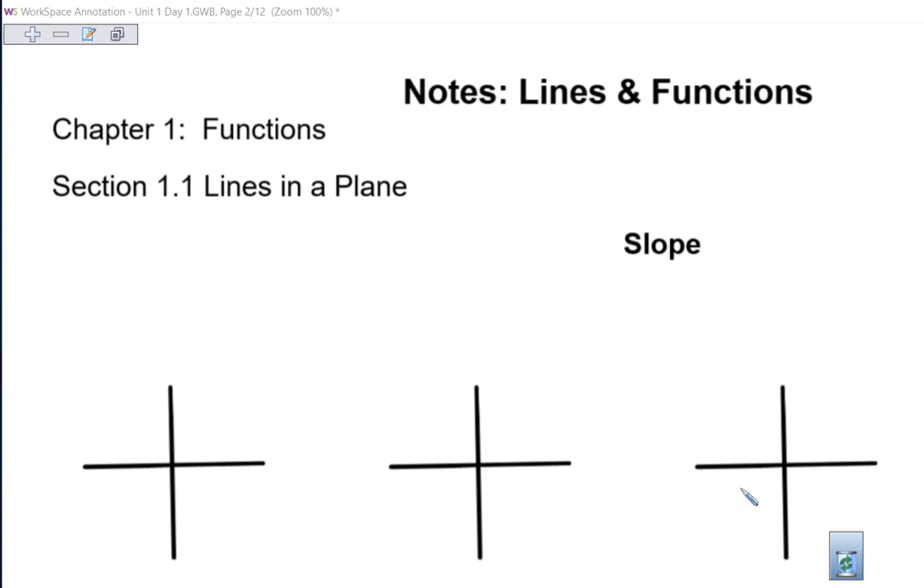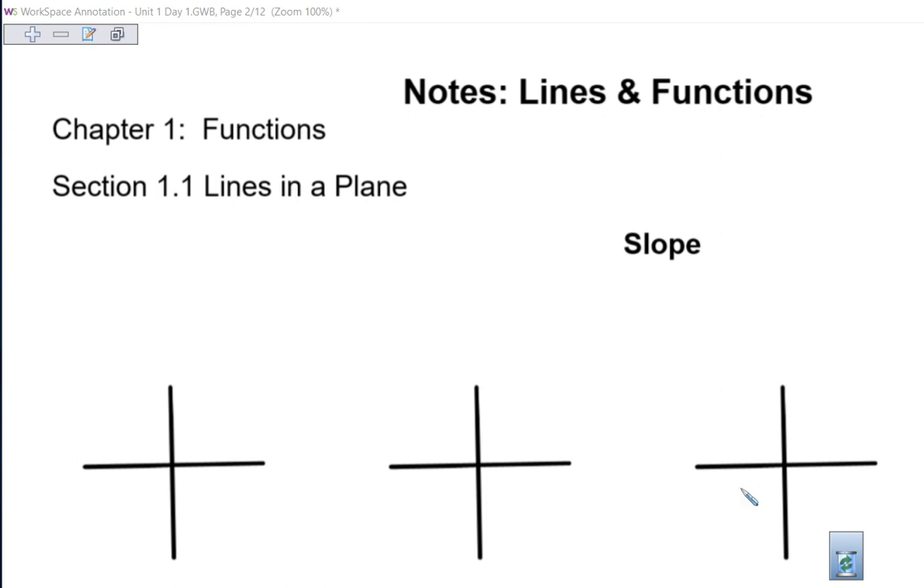We are doing a recap of your Algebra 1 day. So we're talking about lines and functions. Now this corresponds to the first two sections of your textbook. Since we're not checking out textbooks today, I will give you a hard copy of the pages. So I'll just give you the worksheet.